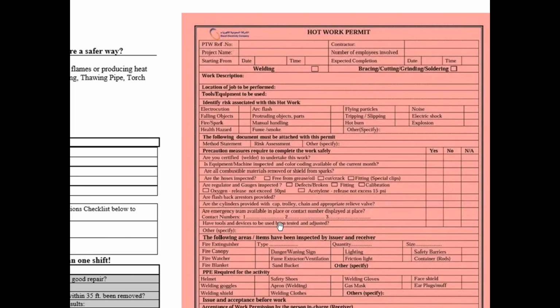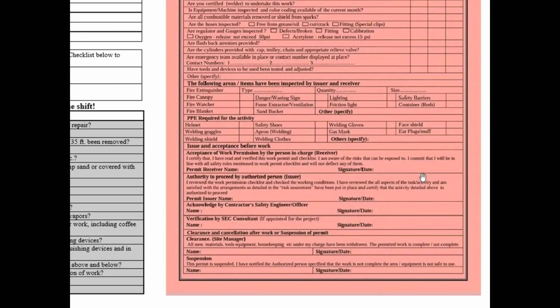So issue and acceptance before the work is also mentioned in this work permit system. So acceptance of work permission by the person in charge, that is the receiver, and this is the declaration that all the work is completed and the work area is safe. So the permit receiver's name and signature with date and time.